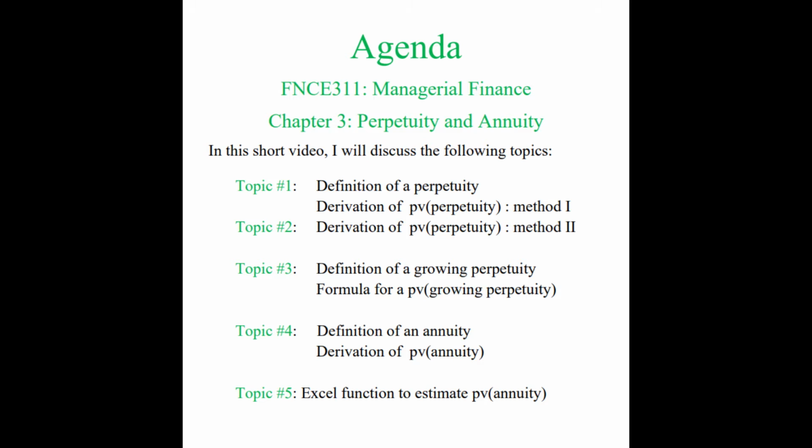This is FNC 311, Managerial Finance or Corporate Finance, Chapter 3, Perpetuity and Annuity. Agenda: in this short video, I'll discuss the following topics.